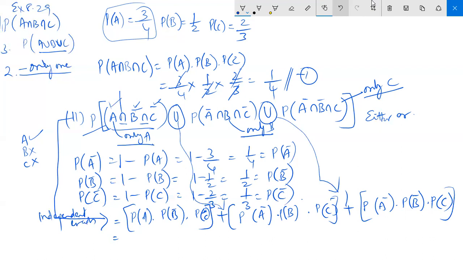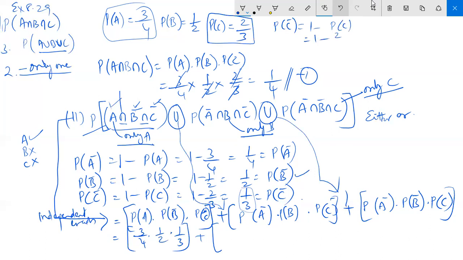P of A is how much? 3/4. P of B dash is 1/2. P of C dash is 1/3. Plus P of A dash, how much? P of C is 2/3, so for P of C dash you have to take 1 minus 2/3, which is 1/3. That is what you have here. Understood.